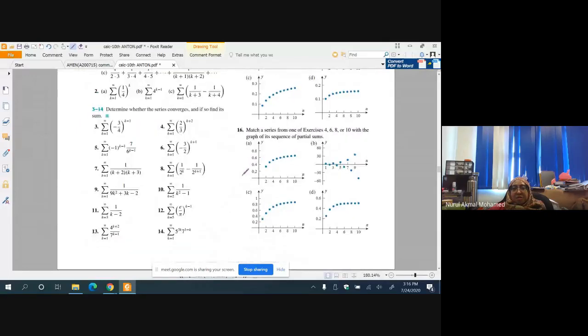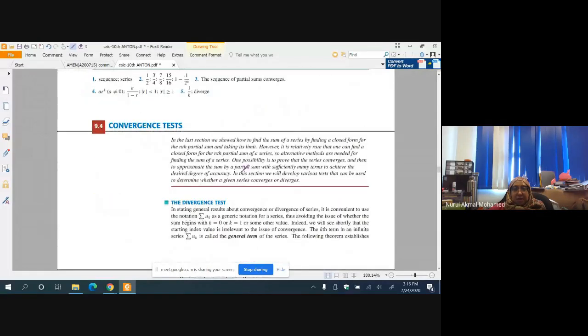Okay, now let's continue with the next topic, which is convergence test. You may have lots of series, but how do you confirm that the series converge or diverge? You have many methods, or many tests, to confirm that the series converge or diverge. The first one is the divergence test.